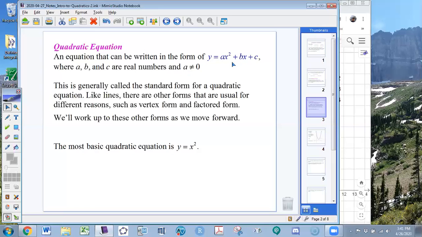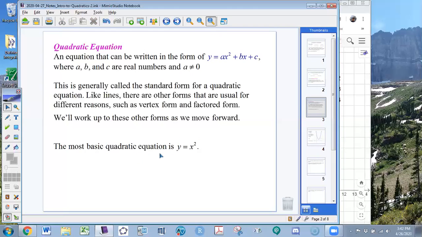And just like with lines, there are some other forms that are extremely useful. A couple of them that you'll encounter soon are vertex form and factored form. And each of these different forms has their purpose and has a reason that they're very useful. And we'll work up to the other forms as we go forward.